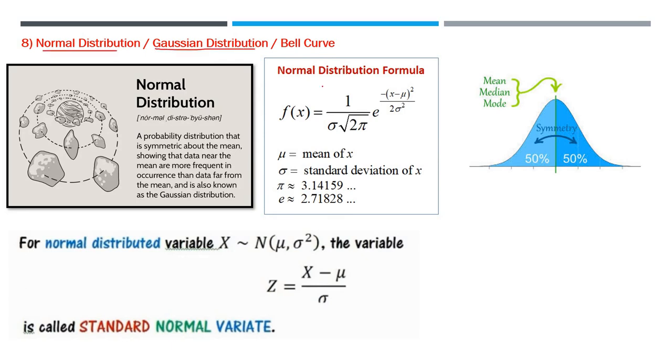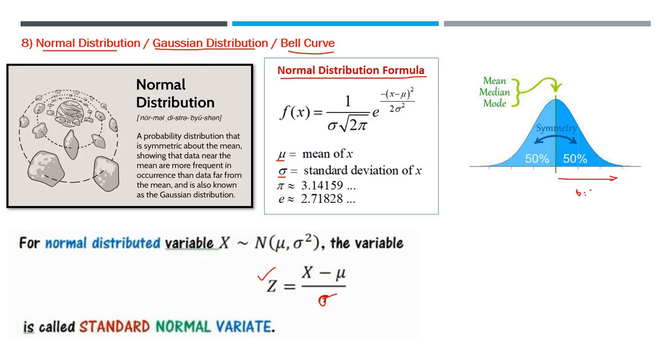The next distribution is the normal distribution, also called the Gaussian distribution or the bell curve. The formula for calculation of the normal distribution is given here: 1 upon sigma under root 2 pi, e raised to power minus (x minus mu) square divided by 2 sigma square, where mu is the mean, sigma is the standard deviation, and the pi value and e value are given here. Now we again have to find the standard normal variate, called z, given as x minus mu divided by sigma.